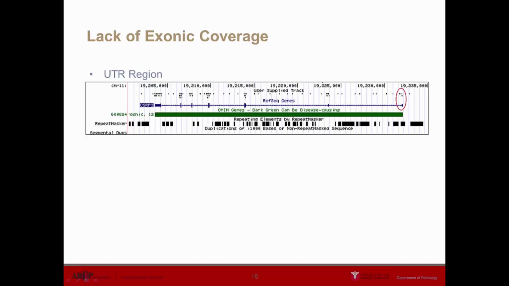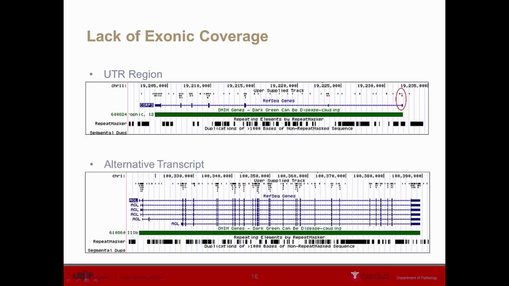Another example is an alternative transcript. Our NGS test targets specific transcripts. So the arrays, while targeting all transcripts, if that uncovered exon, low coverage exon, is an alternative transcript, then again, it's not significant for us in the design.